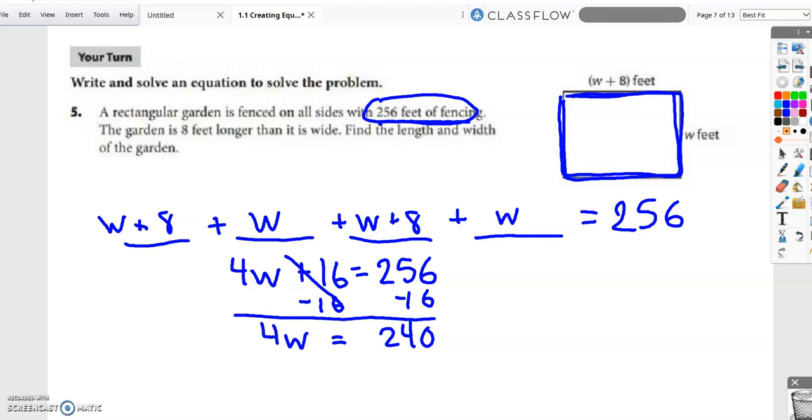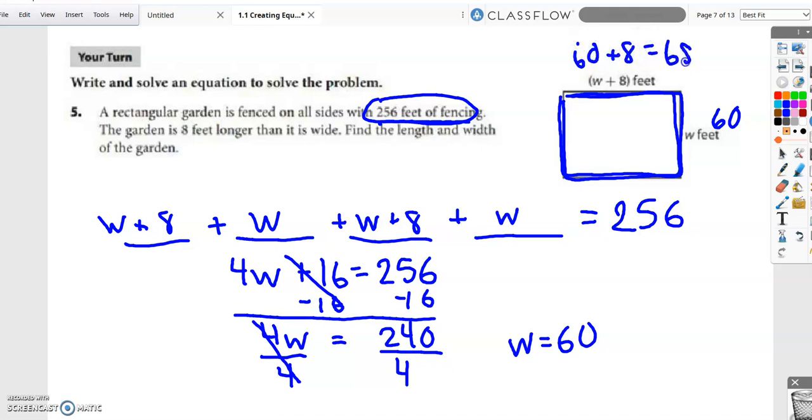4W means 4 times W. The opposite of times is divide. So W should equal 240 divided by 4, so W is equal to 60. That means the length would equal 60 plus 8, which is 68. So the width is 60, and the length is 68.